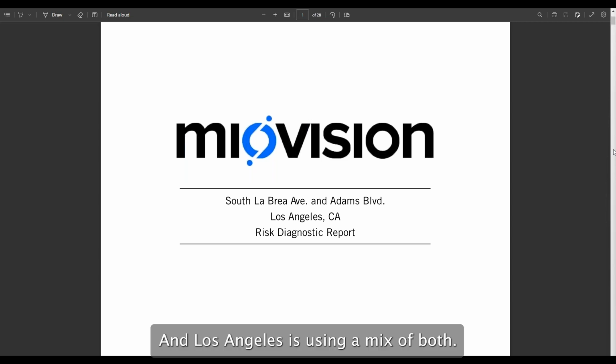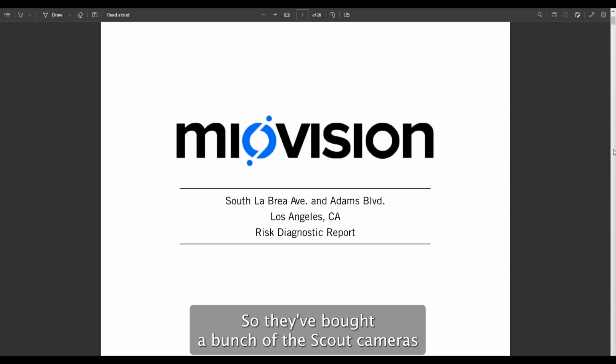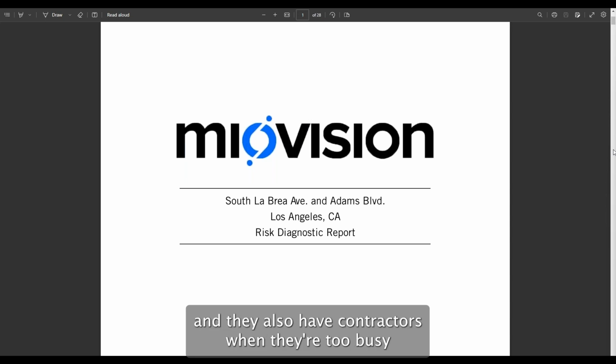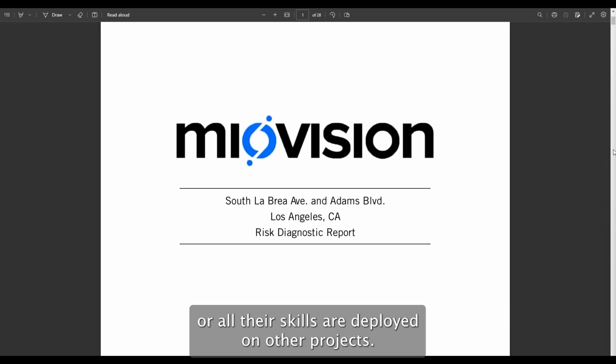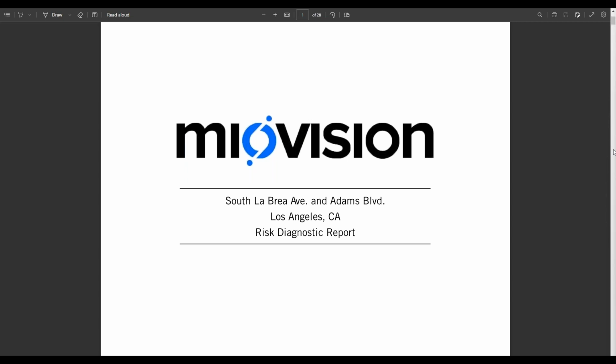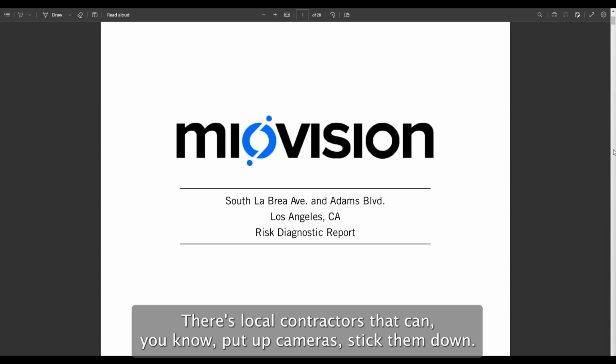And Los Angeles is using a mix of both. They've bought a bunch of the Scout cameras, and they also have contractors when they're too busy or all their Scouts are deployed on other projects. There are local contractors that can put up cameras and take them down.